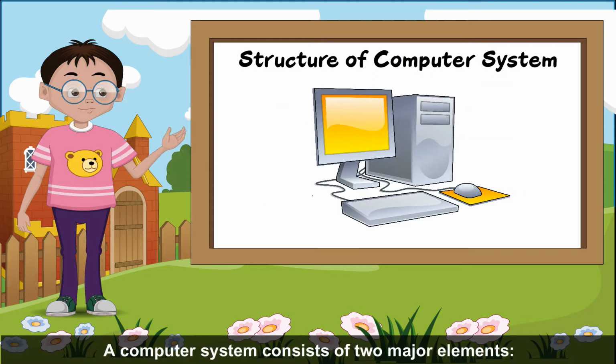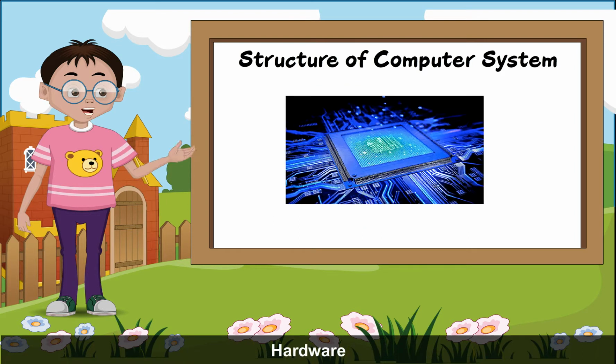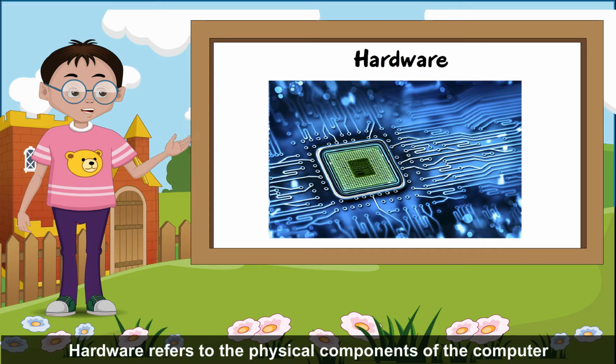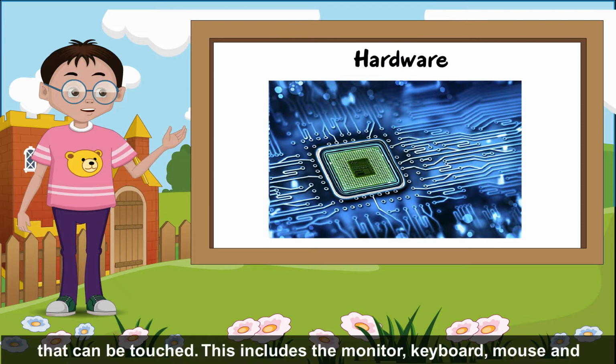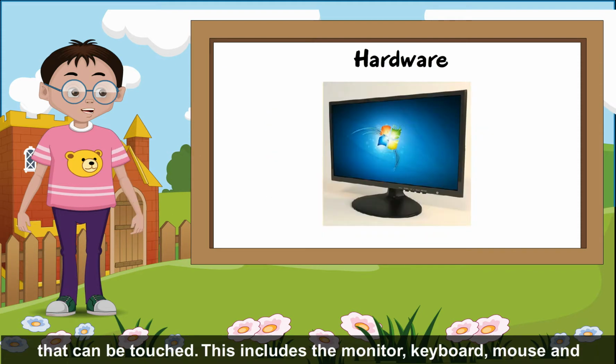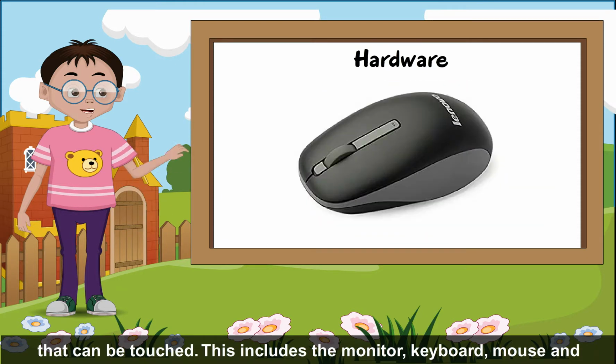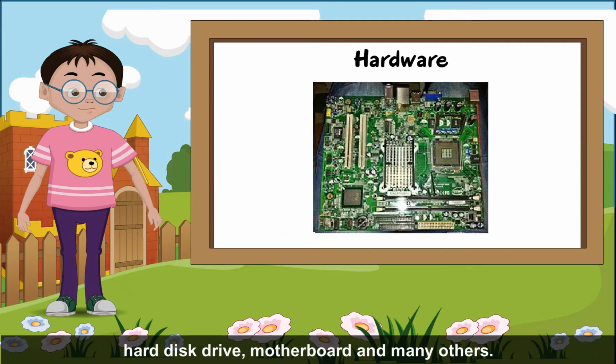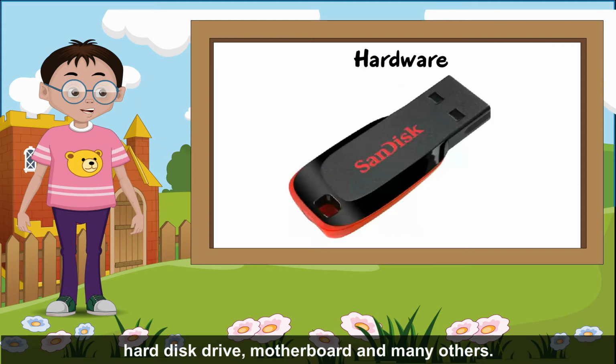A computer system consists of two major elements, hardware and software. Hardware refers to the physical components of the computer that can be touched. This includes the monitor, keyboard, mouse, and speakers. It also includes all parts inside the computer case, such as the hard disk drive, motherboard, and many others.